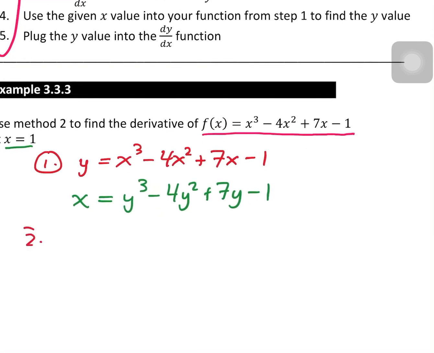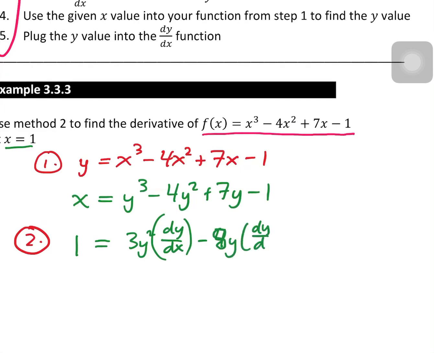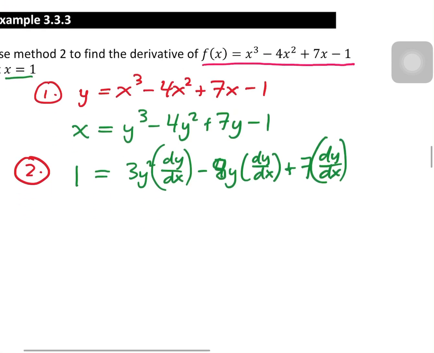Step 2 then is to take the derivative of this implicitly with respect to x. So I have 1 equals 3y squared dy dx. Remember that since I'm taking the derivative with respect to x, I have to do that dy dx every time I take the derivative of a y term. So I have 8y dy dx, minus, or plus rather, 7 dy dx, even on the one where you have a constant. And then the derivative of negative 1 is going to be 0 dy dx, but I don't need that.